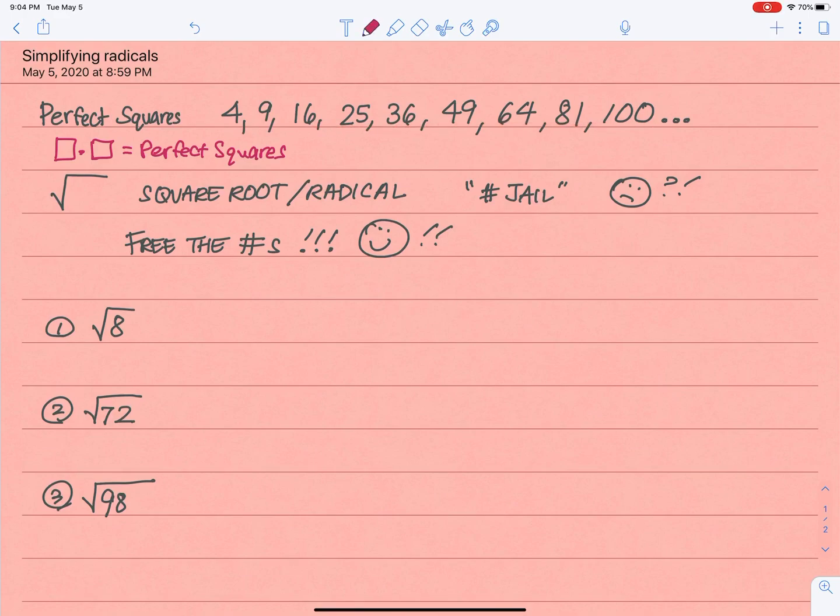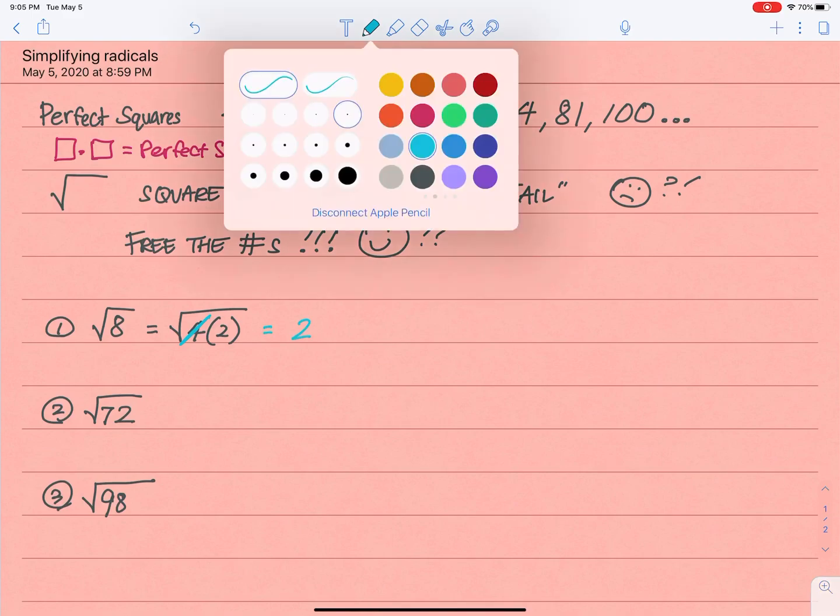All right, so first of all, let's solve here. Let's break down the number 8. What two numbers multiply to give you 8, but there's a perfect square in it? Well, the only possibility is 4 times 2. I like to keep the perfect square number first. So 4 times 2 is 8. Now, what is the square root of 4? The square root of 4 is 2 because 4 is a perfect square.